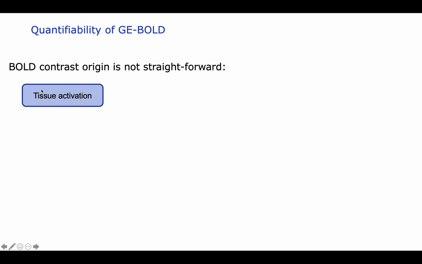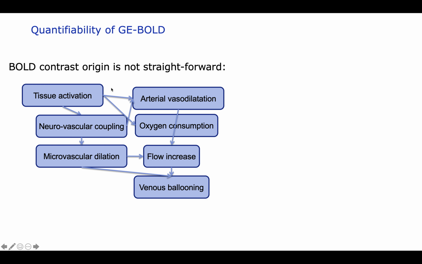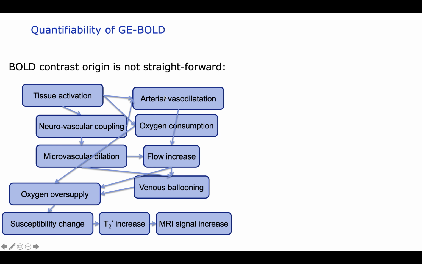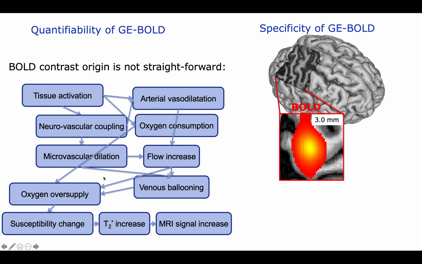So we care about tissue activity, but actually we end up with this whole cascade of different mechanisms. We have vasodilation, oxygen consumption, fluid dynamics here that end up with oxygen oversupply until we get to the susceptibility-induced signal increase. And this is what we measure, and this is what we care about. So it would be much better to avoid all these different mechanisms here and measure one of those first parameters directly, such as directly the arterial vasodilation or the oxygen consumption. And in this way, we would lose a lot of ambiguity of the mechanisms down there.